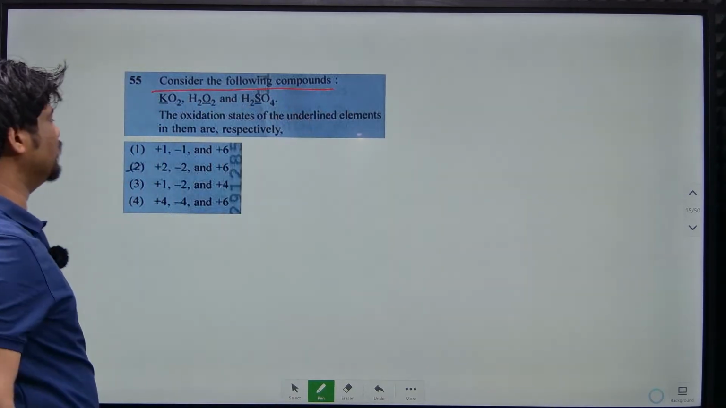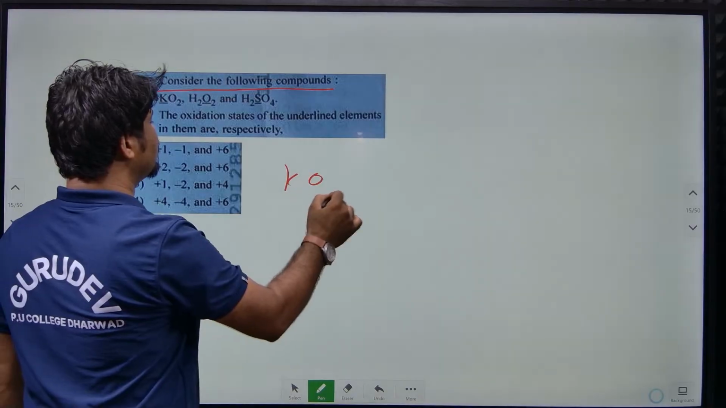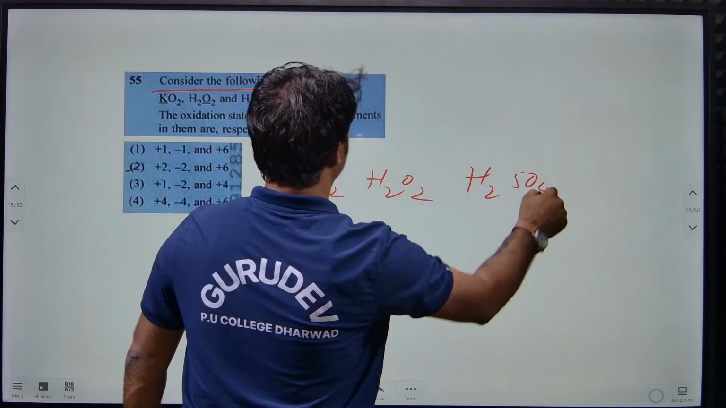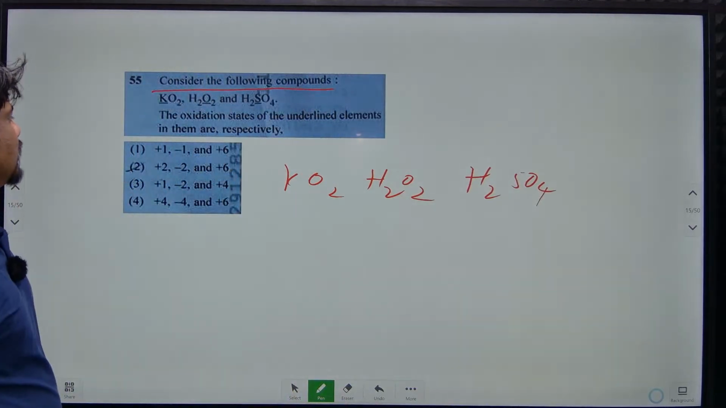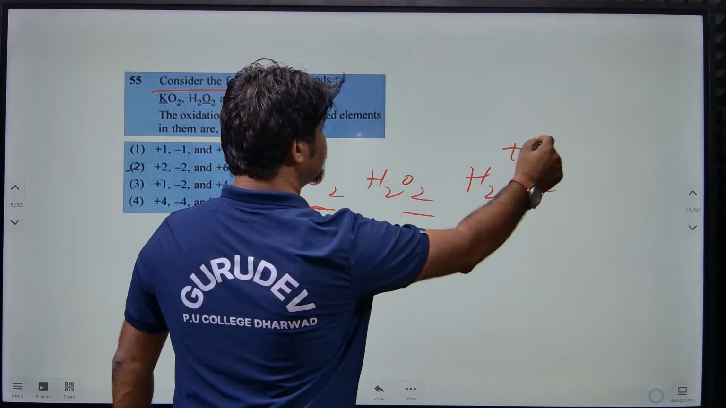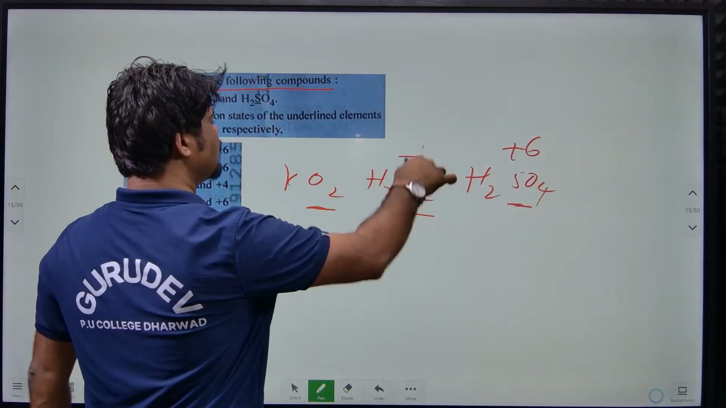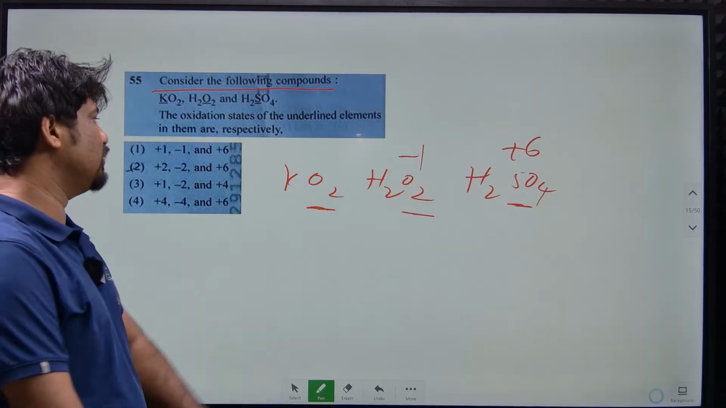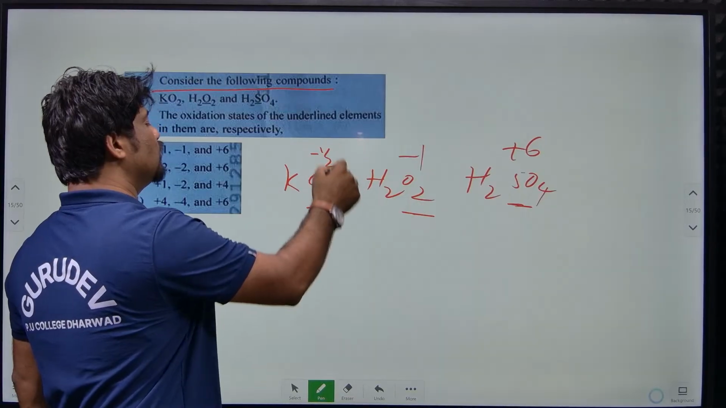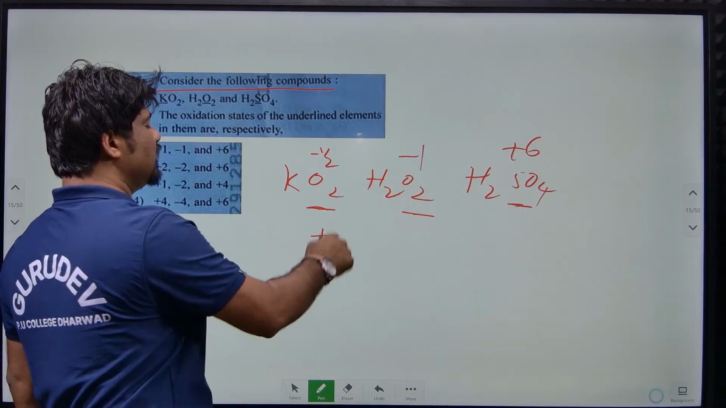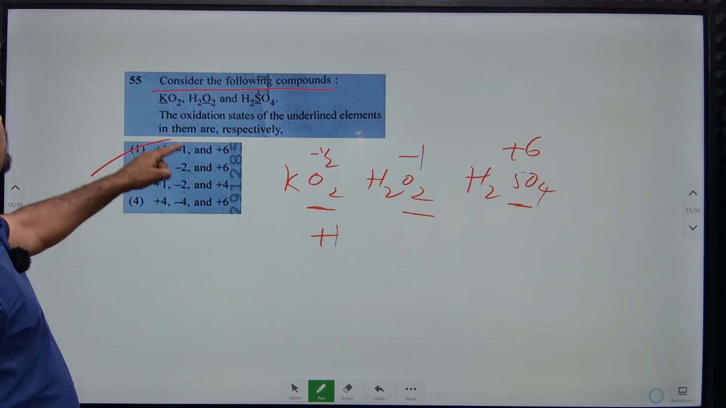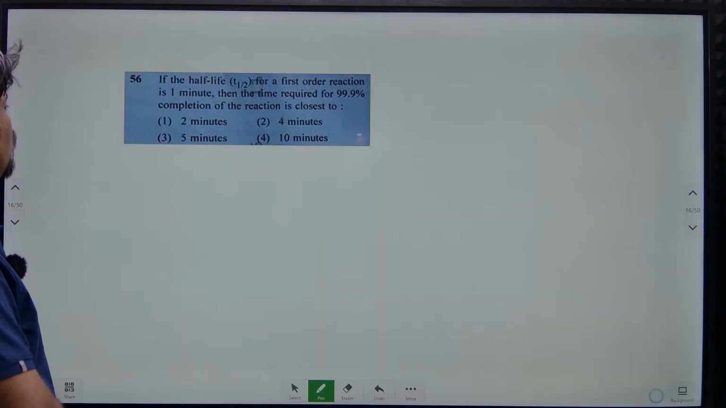Consider the following compounds. Yes, of course, they gave two molecules, that is KO2 and H2O2, along with H2SO4. Here we need to calculate the oxidation state of the underlined oxygen and sulfur. We know that the oxidation state of sulfur is +6 and the oxidation state of oxygen in peroxide is -1, and the oxidation state of oxygen in superoxide is -1. So 2 into this, on simplification, we are going to get +1 here. So the correct answer for the question is 1, that is +1, -1 and +6. Well, go to the next one.